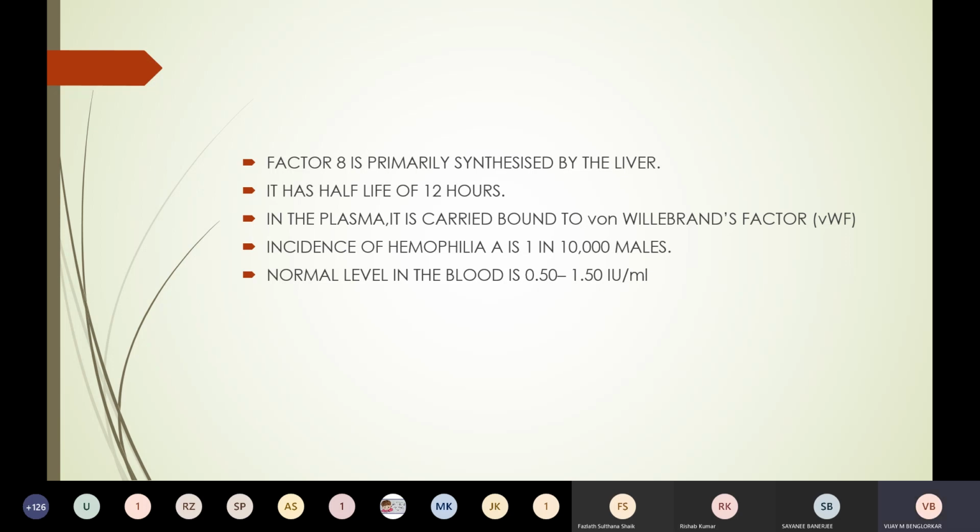Factor VIII is primarily synthesized by the liver. It has a half-life of around 12 hours. In the plasma, it is carried on a factor called von Willebrand factor. The incidence of hemophilia A is 1 in 10,000 males. Normal level of factor VIII in the blood is 0.50 to 1.50 international units per ml.